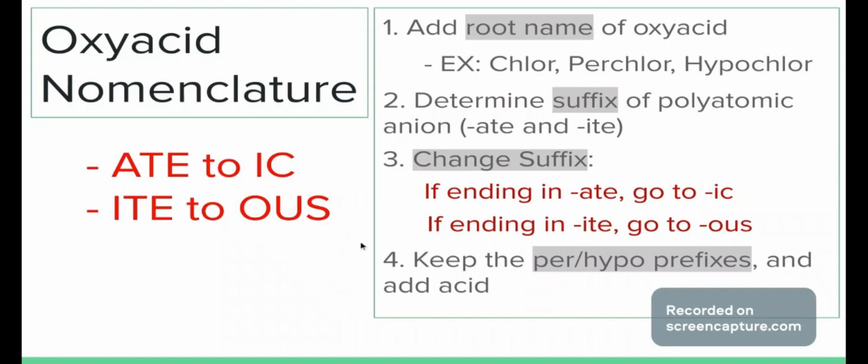And remember to keep the per and hypo prefixes if you have them, like hypochlorite or perchlorate. And then add acid at the end again, just like binary.